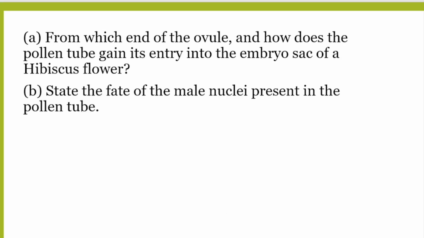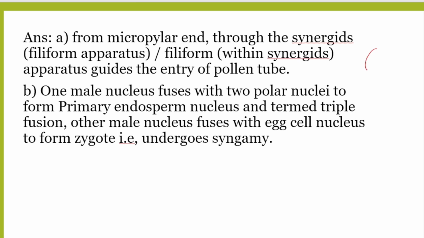From which end of the ovule and how does the pollen tube gain its entry into the embryo sac of a hibiscus flower? And the second part, state the fate of the male nuclei present in the pollen tube. So suppose this is an ovule, you have the integuments. So here there is the opening called a micropyle. So the pollen tube will be coming here with the two male nuclei. So here is the egg, here are the synergids. So it enters into the synergids. There is the filiform apparatus which will guide it into the egg cell.